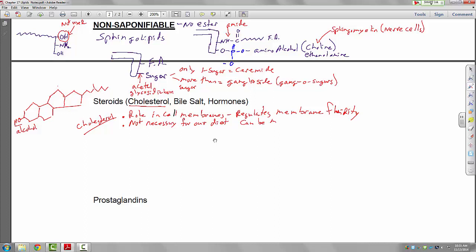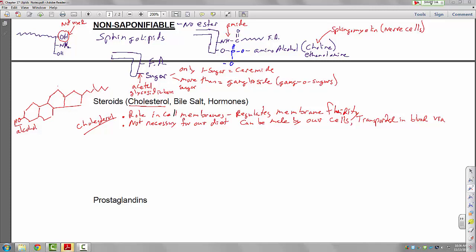Can be made by our cells. Cholesterol is transported in the blood not as free cholesterol. Right? Cholesterol is very hydrophobic. It would not be soluble in water, but instead it is transported in those lipoproteins. So it's transported in blood via lipoproteins, for example, LDL and HDL. Can also be esterified. You can have fatty acids esterified to them.